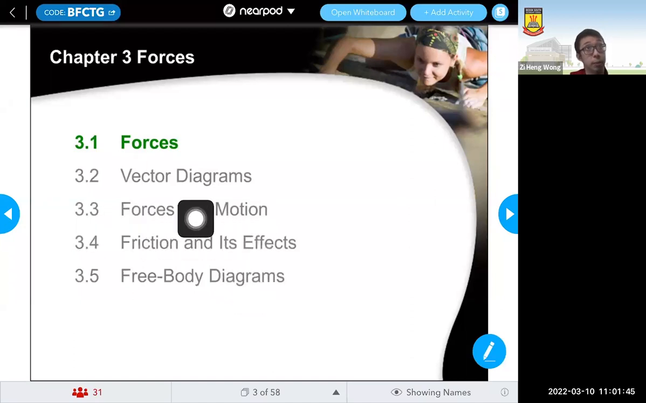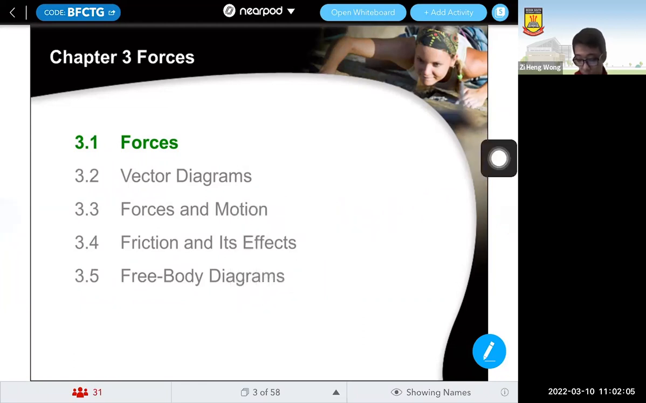So 3.3 is about Newton's laws of motion, but I put this as the last one because I want to lay all the basics first, then we come to Newton's laws of motion. Once all your basics are there, it will make sense. So without further ado, I will just begin. Today I'll mainly cover this part.